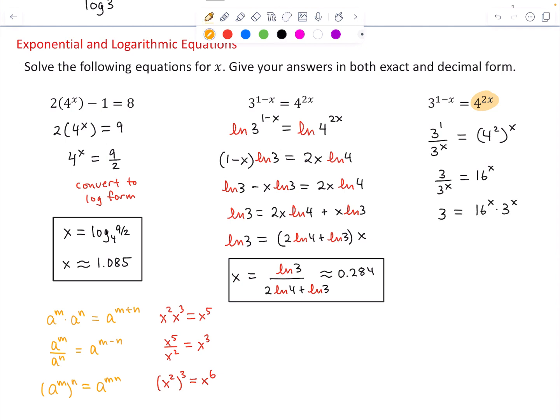So some more properties of exponents. If you have a to a power times a different base but to the same power, you can multiply the bases and then raise to that power. Or if you have a to a power divided by b to a power, you can divide the bases and then raise to that power.